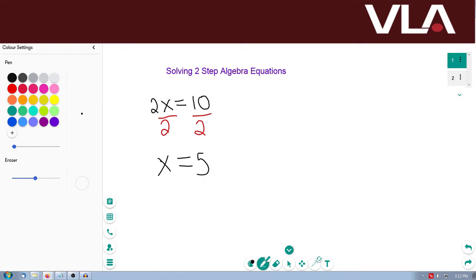Now a good way to check to make sure we have the correct answer is to take your x and plug it back into the original equation. So I could do 2 times 5, and if that equals 10, we have the correct solution, which 2 times 5 does equal 10. So that checks out.